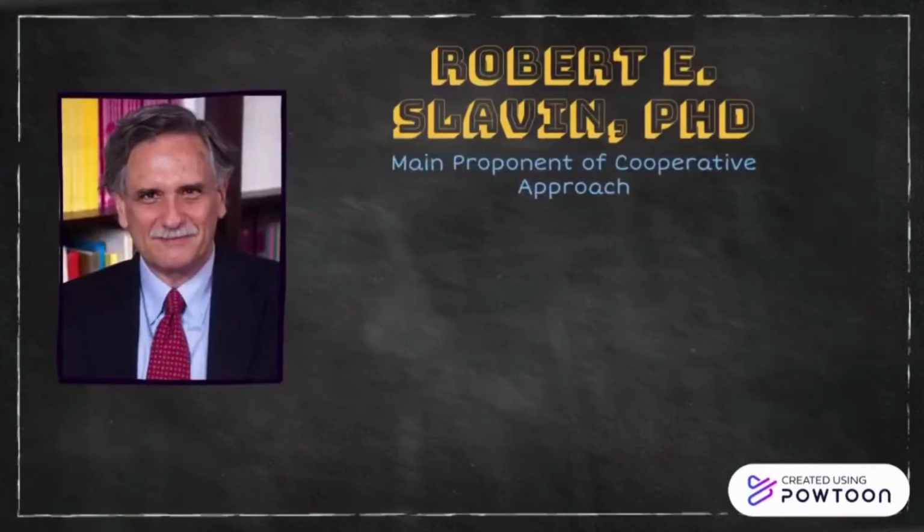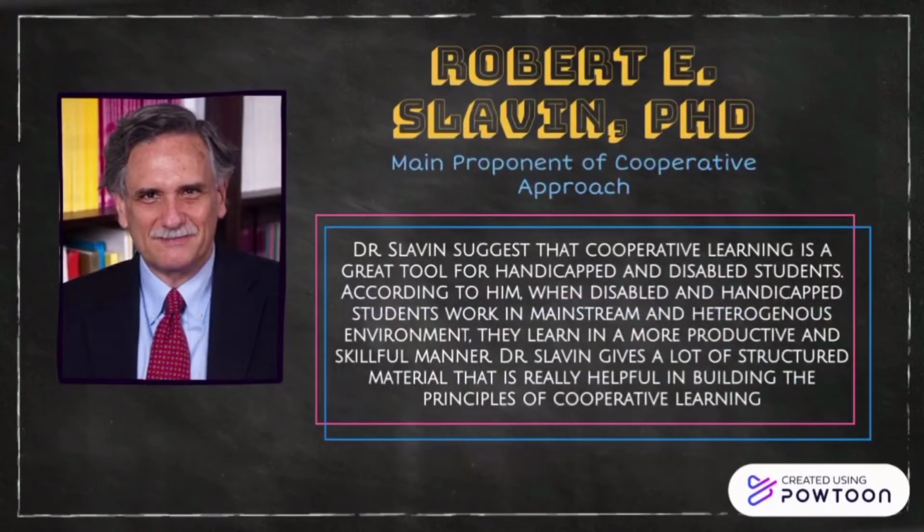This time, we will know who is the main proponent of this approach. Dr. Robert E. Slavin. He suggests that cooperative learning is a great tool for handicapped and disabled students. According to him, when disabled and handicapped students work in a mainstream and heterogeneous environment, they learn in a more productive and skillful manner. He also made a lot of effort in creating structured material that is helpful in building the principles of cooperative learning.